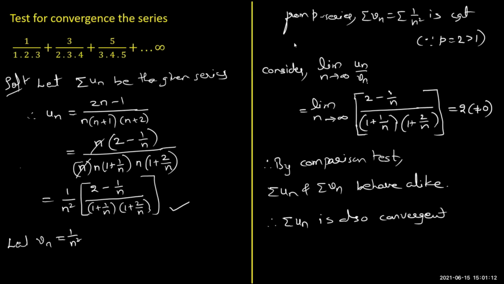Somebody is asking me from chat box, in comparison test, if you get the limit as 0, see what I'm saying here, limit must be finite and non-zero. What if that limit is 0? Can anybody tell me this? They do not behave alike. That's it. It means we cannot find the convergence of this series using comparison test. We'll try it by other method or other techniques. But comparison test cannot be used in this case if the limit is 0.